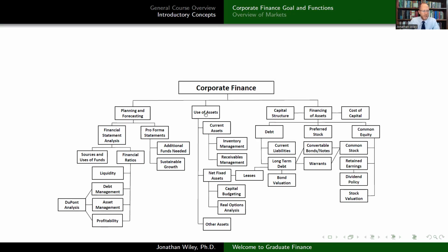Now, if I get over to use of assets, current assets, we have things like inventory management, cash management, receivables management, all the different current assets. I didn't put every last category on here. But basically, the key idea with the current assets is that we have a love-hate relationship with current assets. We know that we need them, but they generally aren't particularly beneficial in the sense of making money.